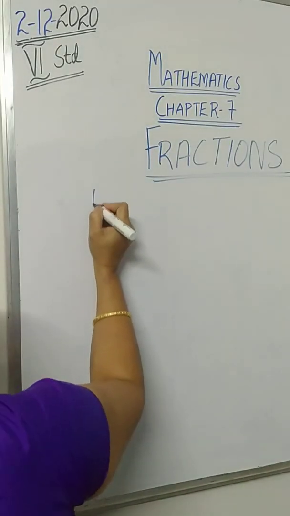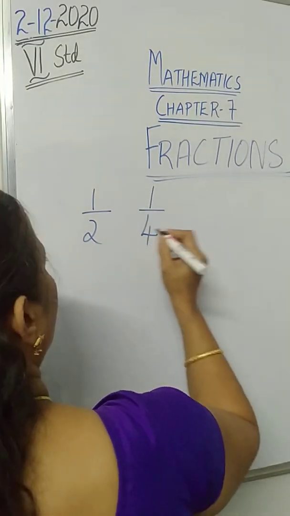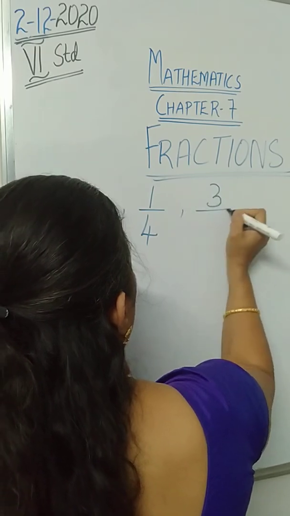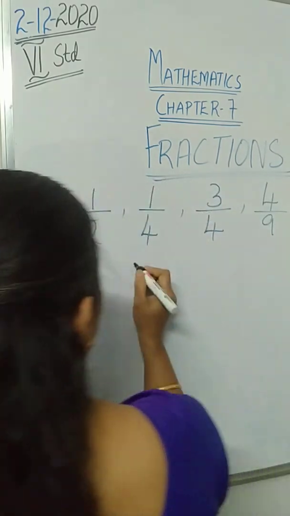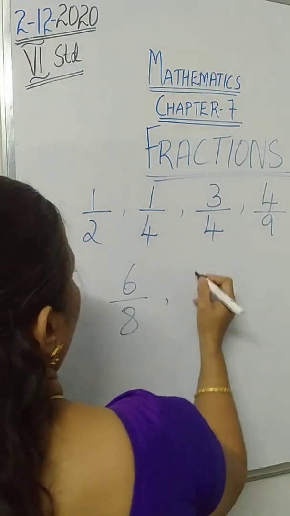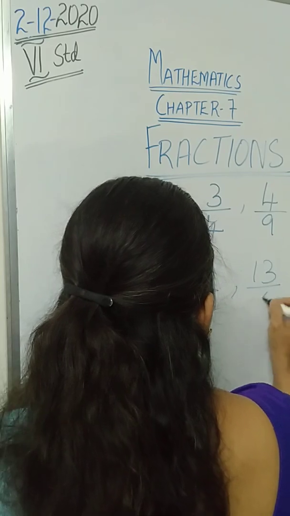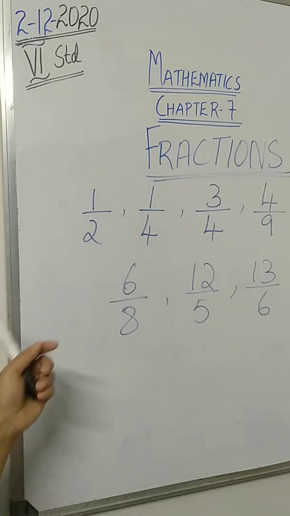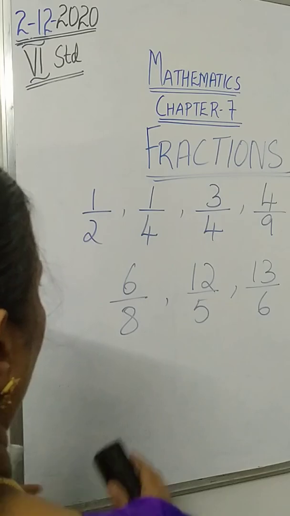Now, we saw half and quarter, and we can write some more fractions. All these are called fractions: 3 by 4, 4 by 9, 6 by 8, 12 by 5, 13 by 6. All these are called fractions. So what does this fraction mean? A fraction is a part of a whole. A part of a whole.